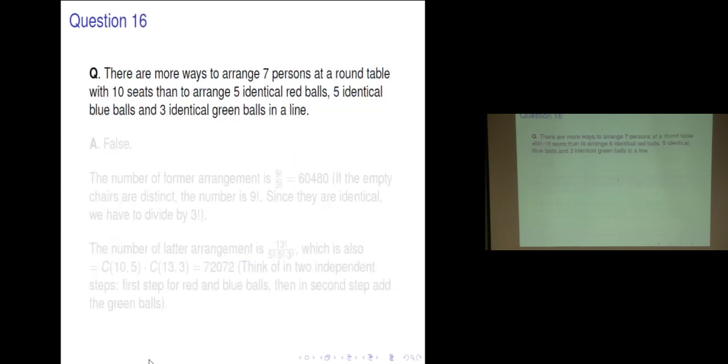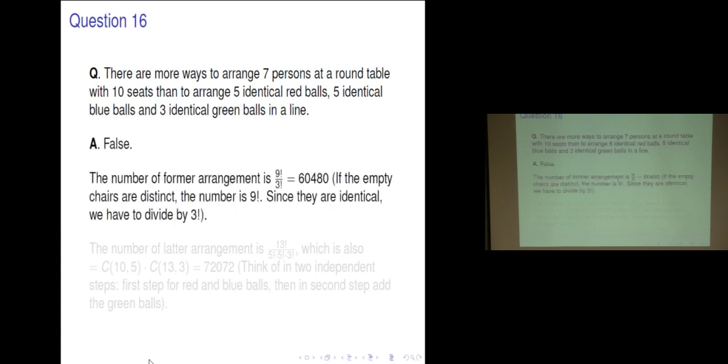Okay, another combinatorial question. Again, we are comparing 2 numbers. There are more ways to arrange 7 persons at a round table with 10 seats than to arrange 5 identical red balls, 5 identical blue balls, and 3 identical green balls in a line. Again, we calculate the number of the 2 items and then compare them. So let's first do the calculation.